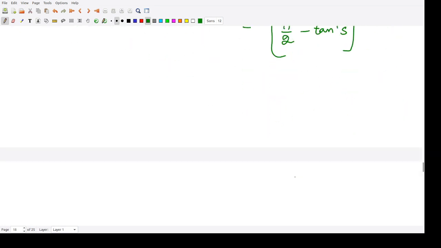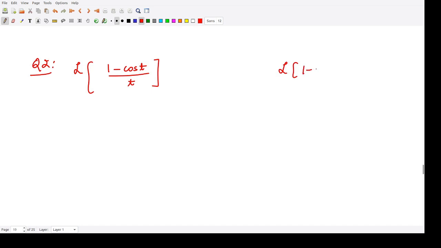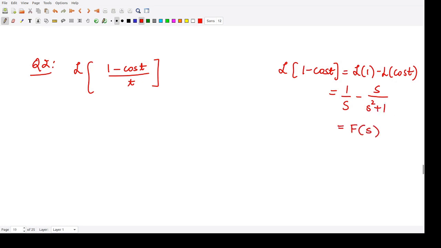So let us have one more question. Question number 2. It says find the Laplace transform of 1 minus cos t divided by t. For that, firstly we will calculate the Laplace transform of 1 minus cos t. So it would be the Laplace transform of 1 minus the Laplace transform of cos t. What is the Laplace transform of 1? It is 1 by s. And the Laplace transform of cos t is s divided by s square plus 1. So let us call this capital F of s.